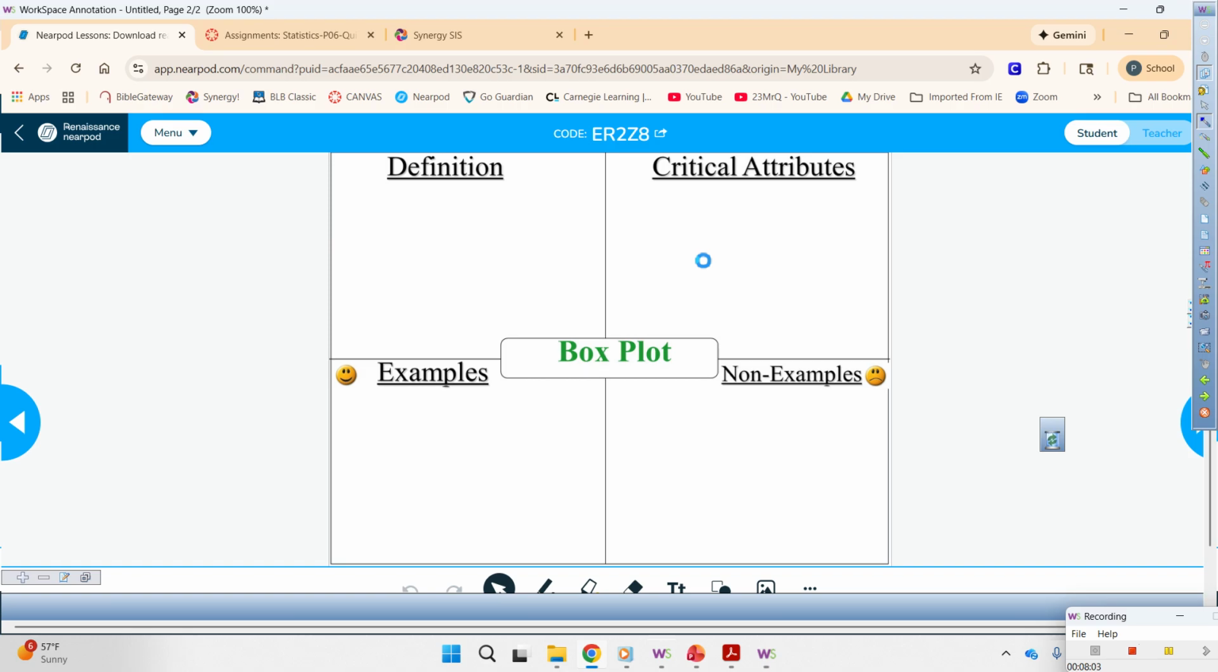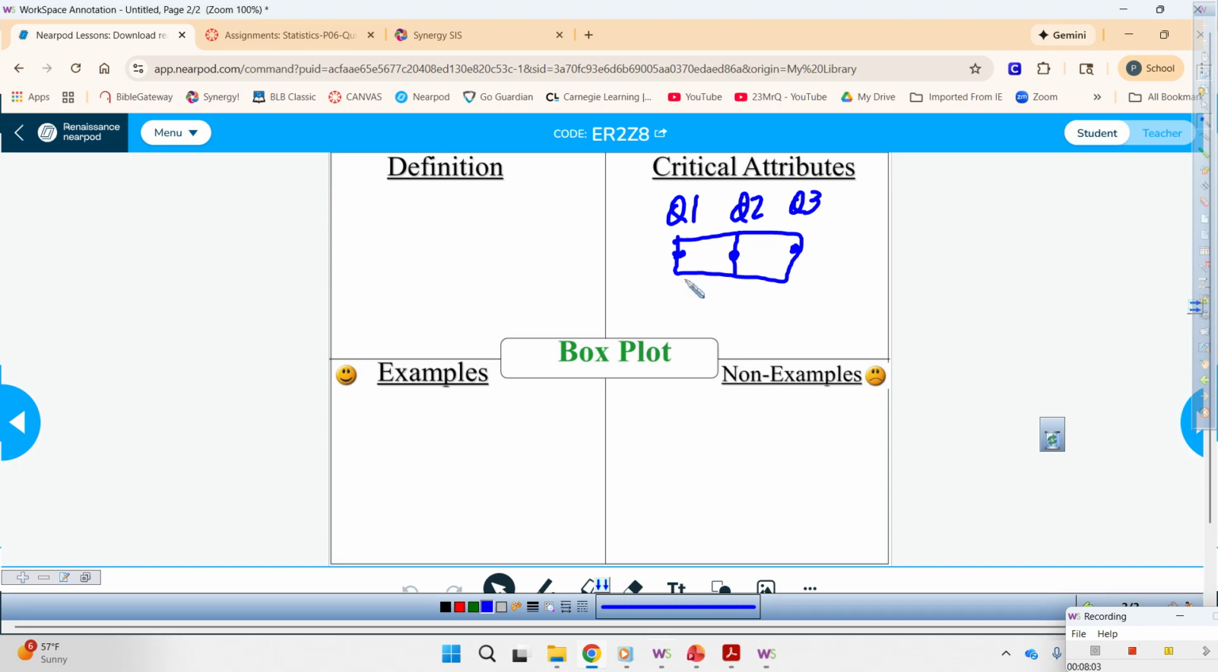Q1, Q2, Q3. Okay, so far so good. That's for the box. What other points do we need? Jacob, what last 2 points do we need? Low point, also known as minimum, and the high point, which is known as the maximum. That is correct. Jacob's on the ball today.